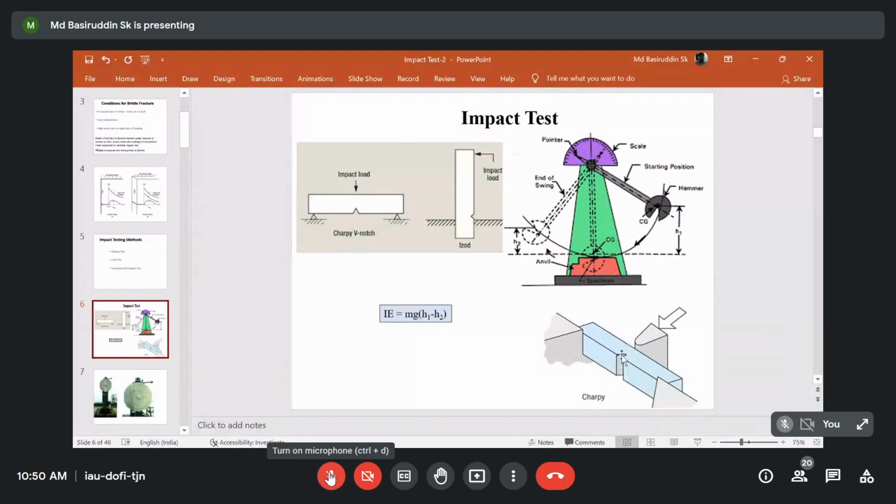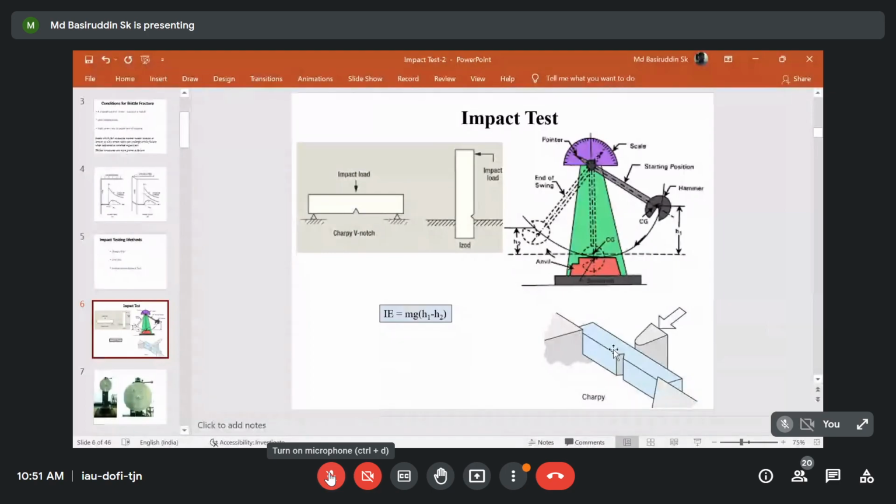And of course, whenever we do any kind of mechanical testing, we always consider the worst condition. That means if there is no such kind of flaw inside the material, then obviously the material performance will be good. But if a material contains any kind of flaw inside, then considering that sort of situation, we try to put some notch or some crack in the material, and we try to find out how the material will behave under these conditions.